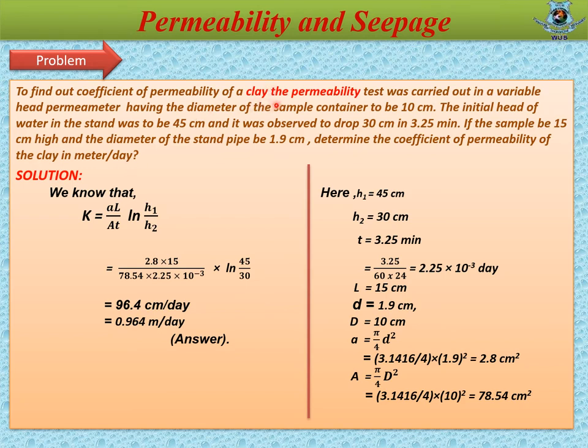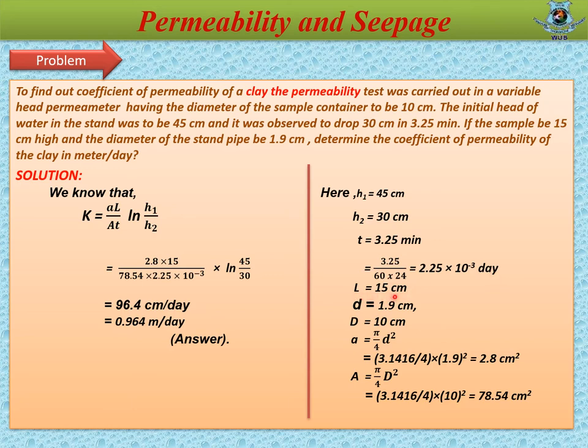As this is the clay sample, we will use the formula of falling head permeability test. We know K equal to L by AT into ln H1 by H2. Here given in question, H1 equal to 45 cm, H2 equal to 30 cm, time t equal to 3.25 minutes, equal to 2.25 into 10 to the power minus 3 day.